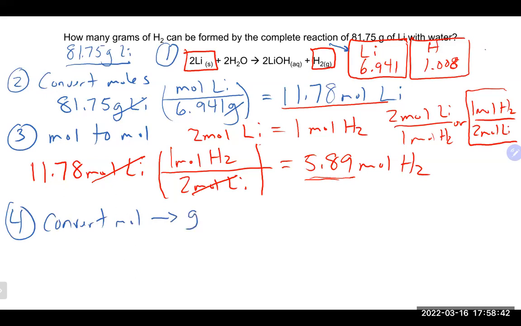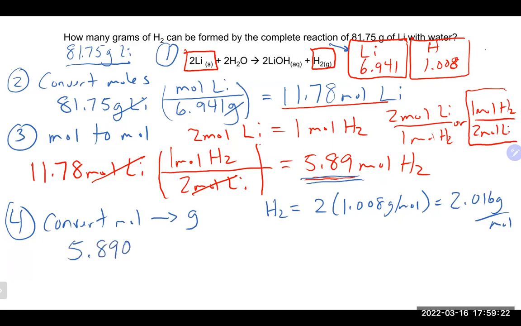In order to do that, I need the molar mass, but now I'm at hydrogen, so I need the actual molar mass of hydrogen. I don't want to use the same molar mass from above because that was for lithium. So to get the molar mass of H2 from the periodic table, 2 times 1.008 gives us 2.016 grams per mole. We're going to use that like we did earlier as a conversion factor.